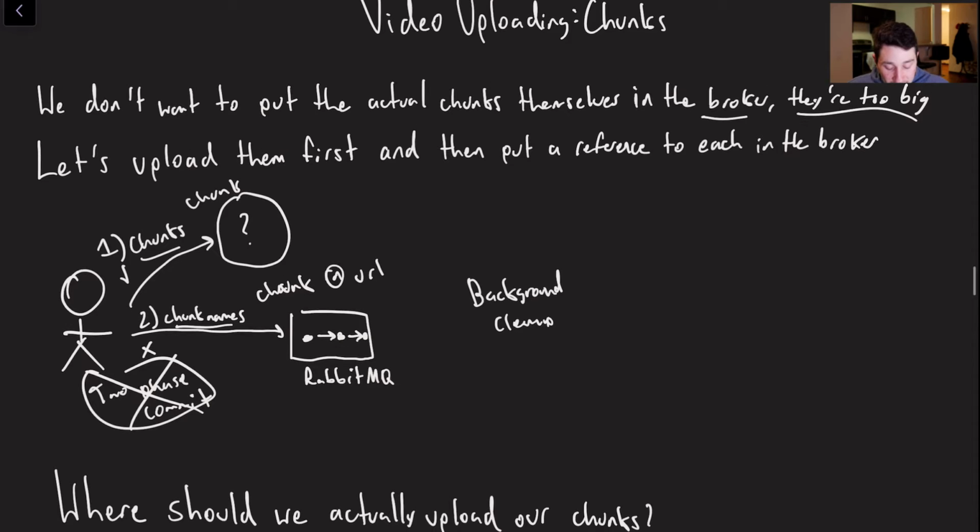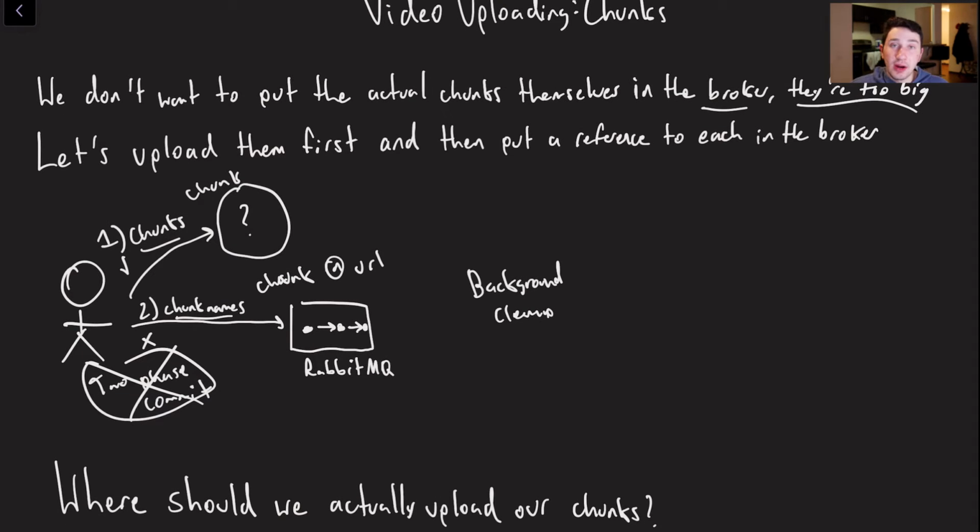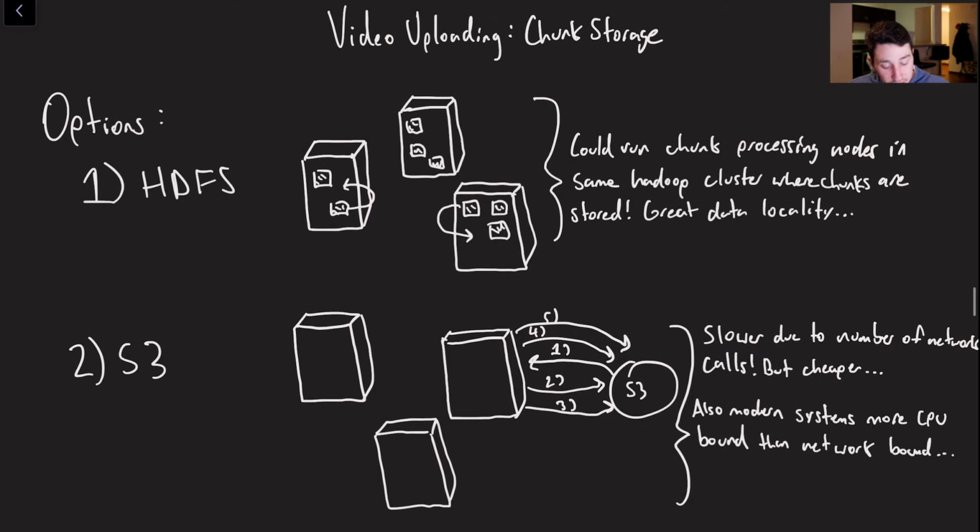So the question now is, we know we're putting our chunks somewhere. Where are we actually putting them? Well, I think we've got a couple of options. The first is going to be HDFS, or Hadoop Distributed File Store. So HDFS would be run on a cluster of nodes like so. And what we could actually do if we really cared about our processing speeds is we could actually run our consumers or our processing nodes that do the encoding on HDFS, right? So we might devote some resources to processing, and in addition, some resources to actual storage. And that is something that we can do.